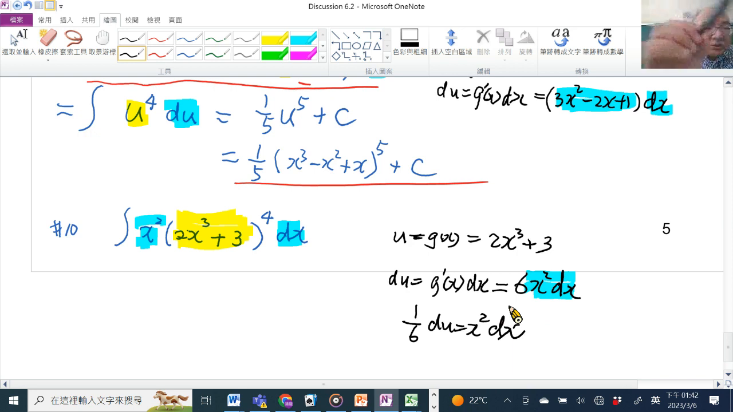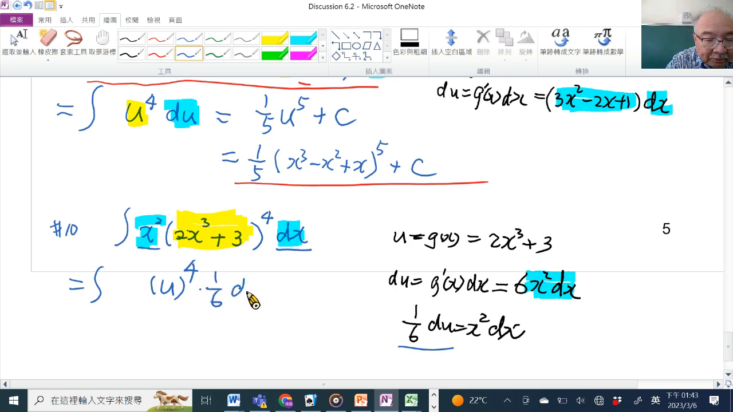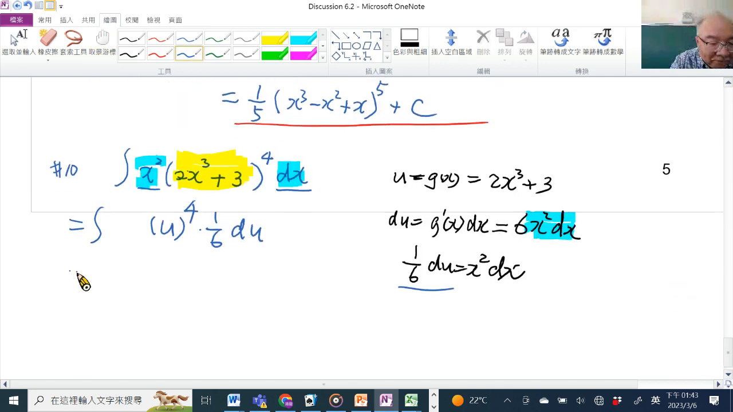Okay, so substitution will be slightly different now. The inside is still u to the power 4. And the x squared dx is now equal to 1 over 6 du. Okay, that's no longer du alone. You have to make some kind of adjustment to bring the constant back. Okay, and after that, the integration rule can be applied.